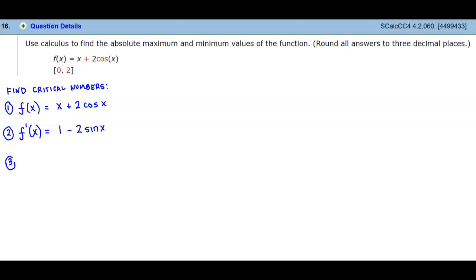Now in step 3, we're going to let this function, 1 minus 2 times the sine of x, equal 0, since f prime is equal to 0, and now we're going to solve for x. If we subtract 1 from both sides and then divide by negative 2, we get sine of x equals 1 over 2. And now we need to find when x is equal to the sine inverse of 1 over 2.